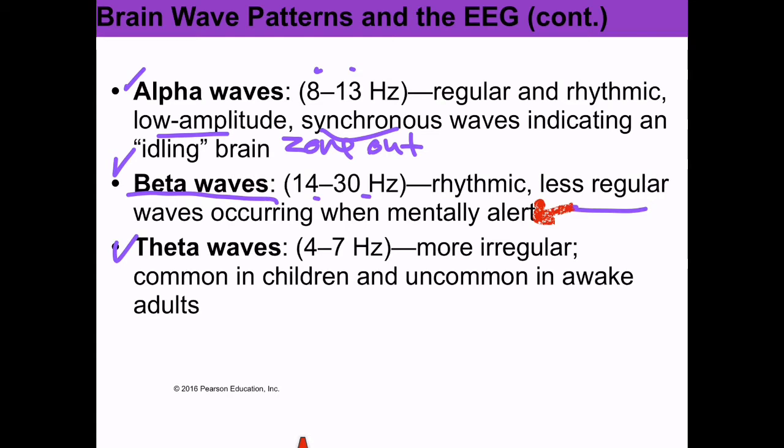What's interesting is then we go to these. This is an interesting one. That's the theta wavelength. So these are 4 to 7 hertz. So as you see, we took a dive. They are irregular. They're not common in awake adults, but they're going to be in your kids.